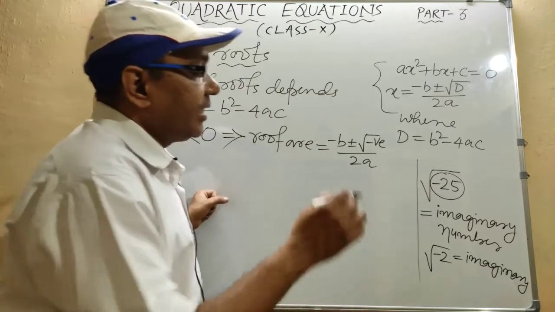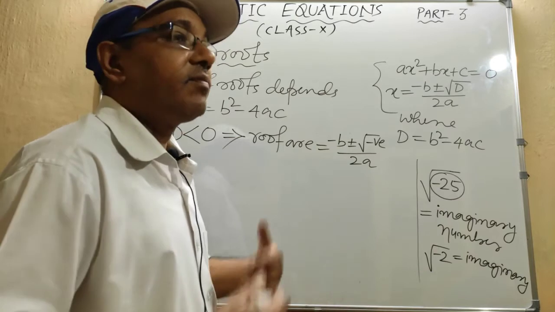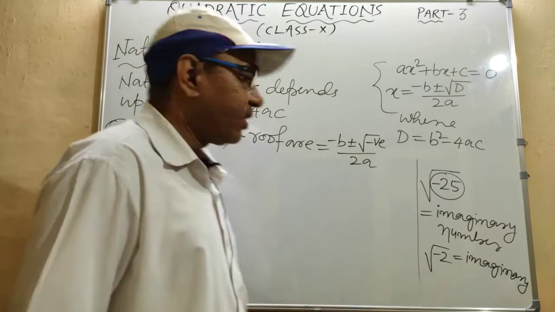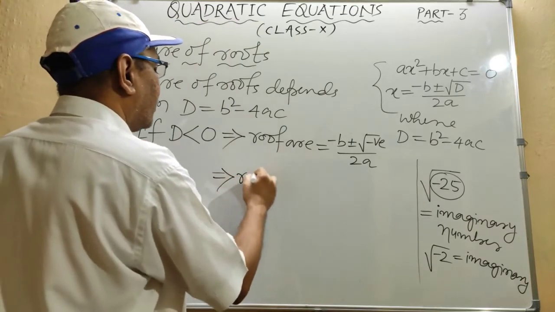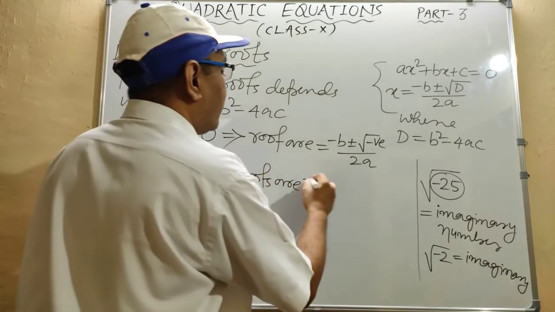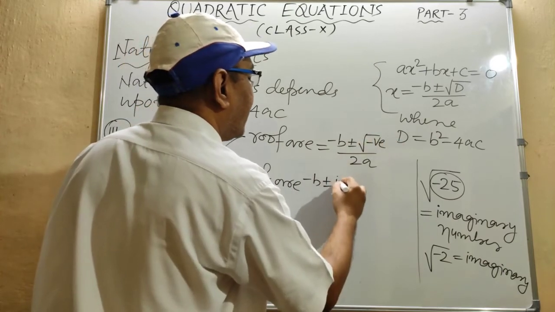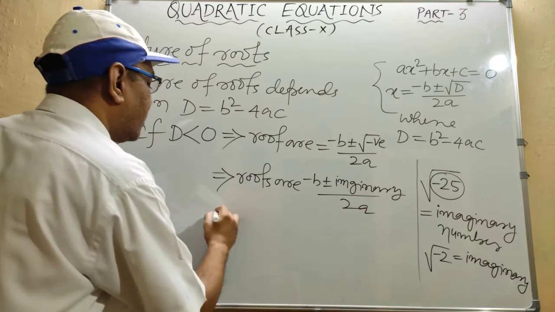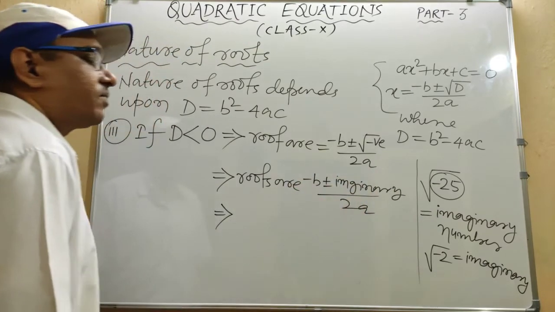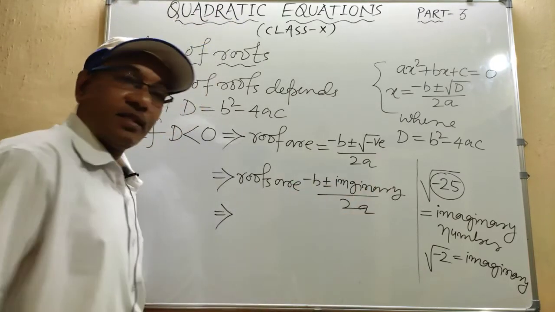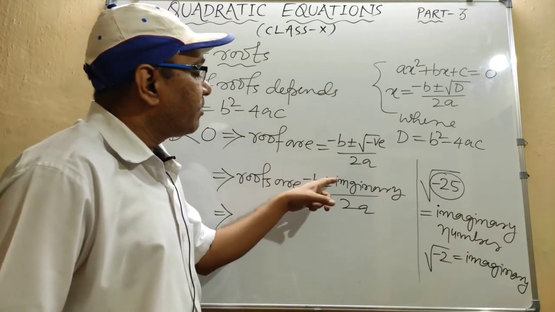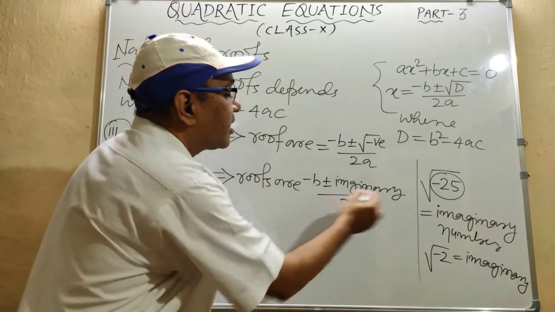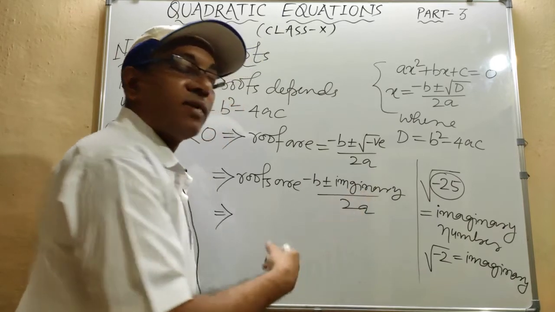Okay, and any imaginary number plus anything is imaginary. Imaginary number minus anything is imaginary. Imaginary number divided by any real number is imaginary. So this implies roots are: one root is minus b plus minus this imaginary, by 2a, is it not? So one is minus b plus imaginary by 2a, second is minus b minus imaginary by 2a. These are the two roots. If we add this imaginary to minus b, it will be imaginary. Divided by 2a will finally give imaginary. Minus b minus imaginary will give imaginary. Imaginary by 2a will give imaginary.